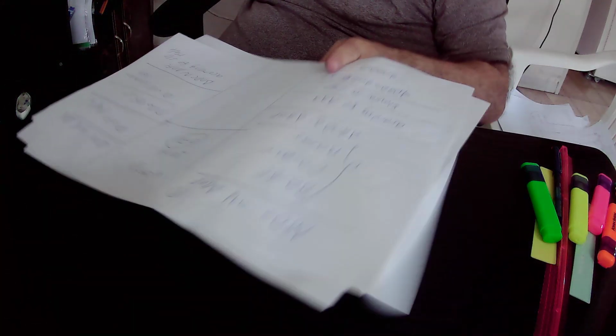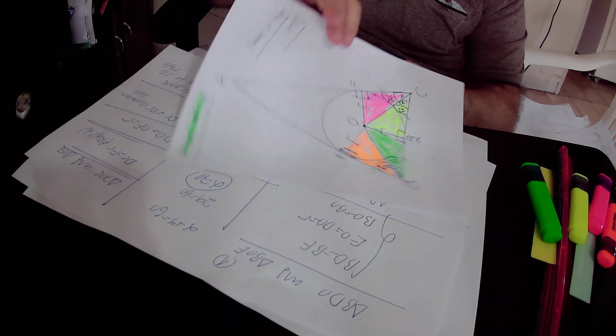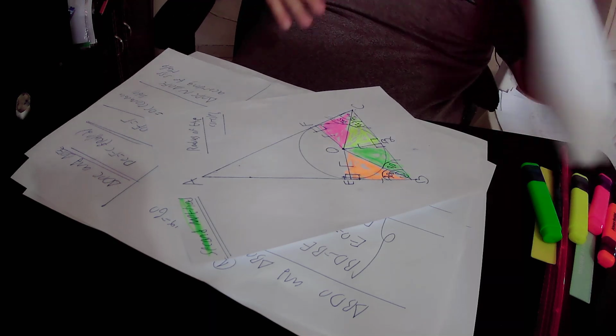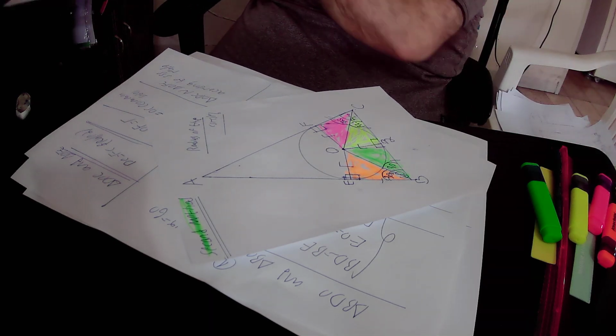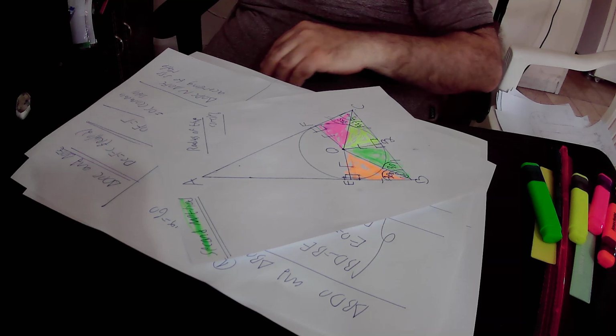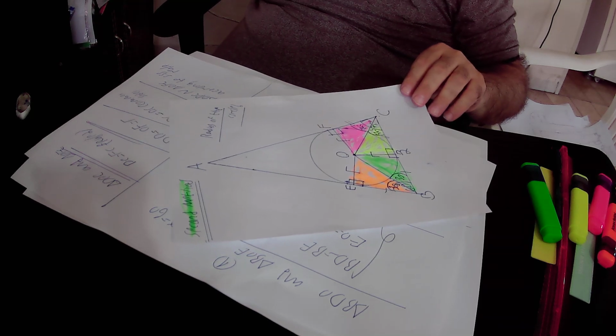Then I presented to you how to find the radius of the circle that is inscribed in triangle ABC according to the second method. In the second method, we use two rules, rule number 1 and rule number 2.